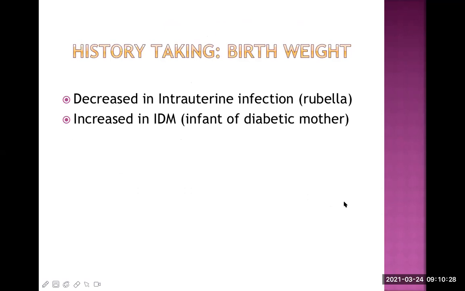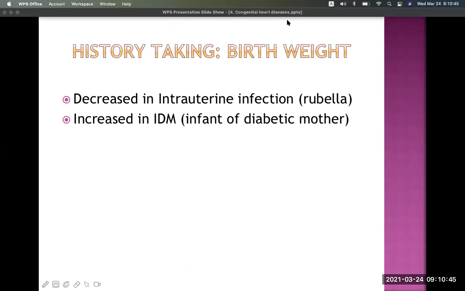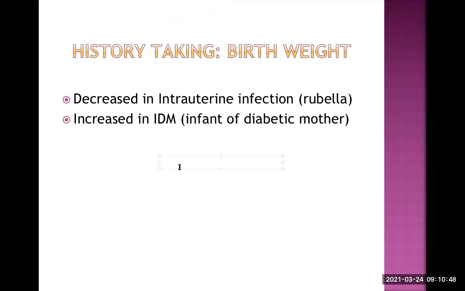Now, what is the relation of birth weight and congenital heart disease? See here. Rubella is a type of intrauterine infection. It's part of the TORCH group of infections. I'm sure every student knows this. Now we all know the full form of this. T stands for what? Toxoplasmosis. Exactly, toxoplasmosis.